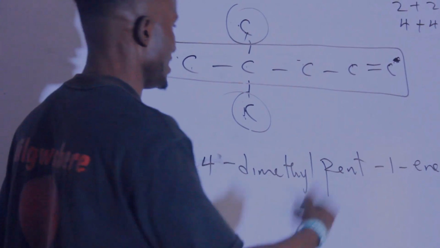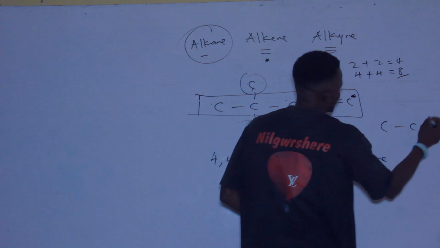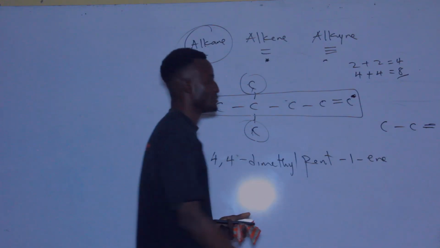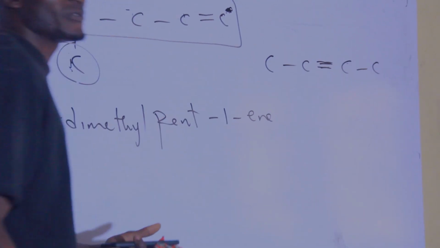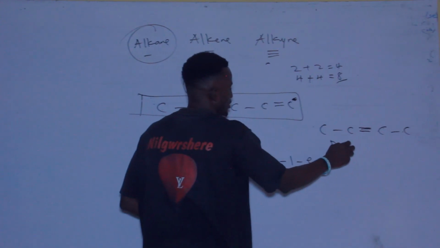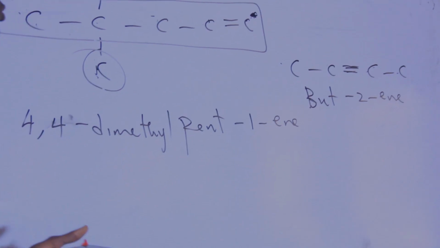But if it is positioned like this, let me say you have something like this, then don't forget the alkene functional group is found at the second carbon. So if I want to name this, you have 1, 2, 3, 4, and 4 is what? But. So I will have it to be but-2-ene, but-2-ene.